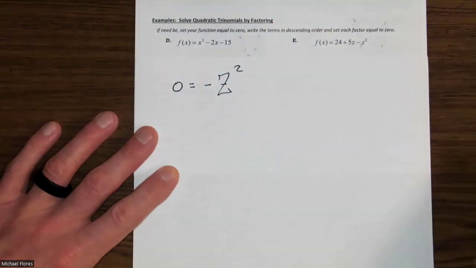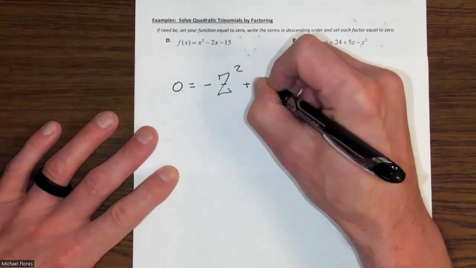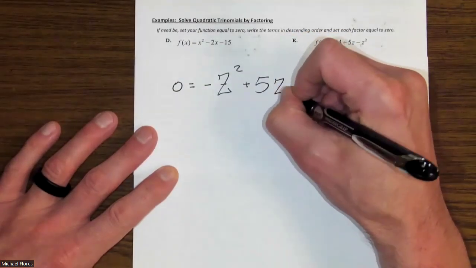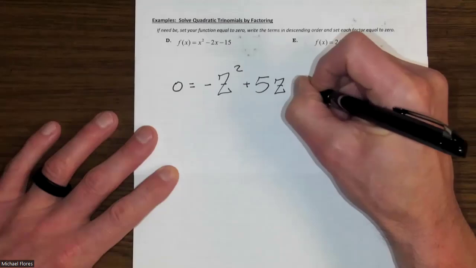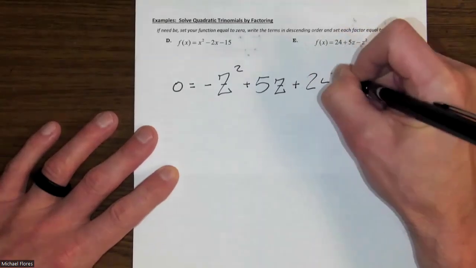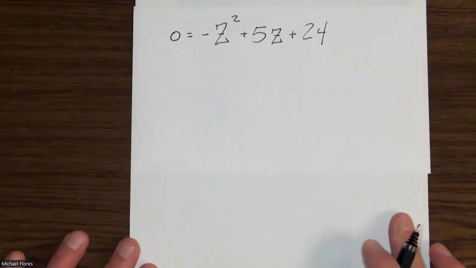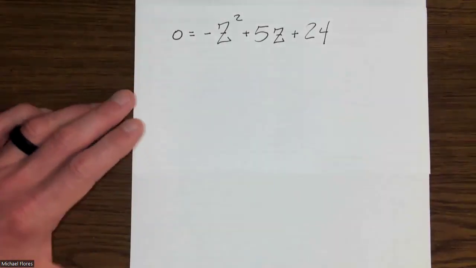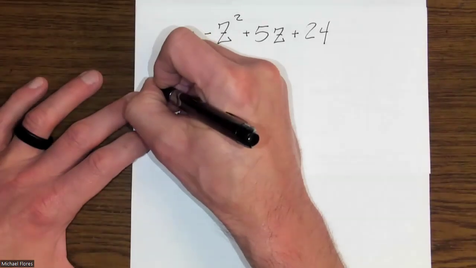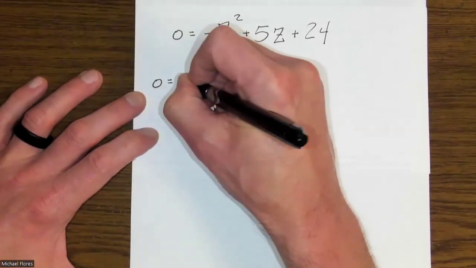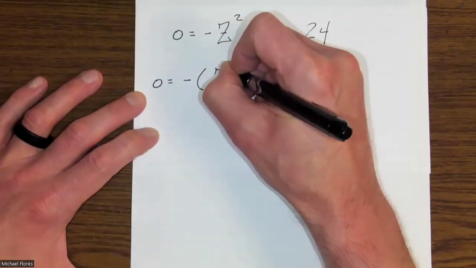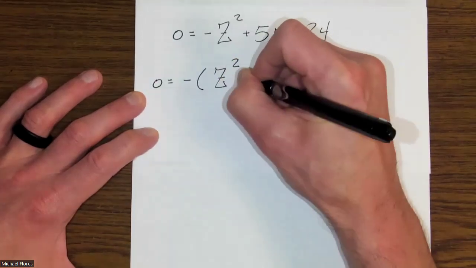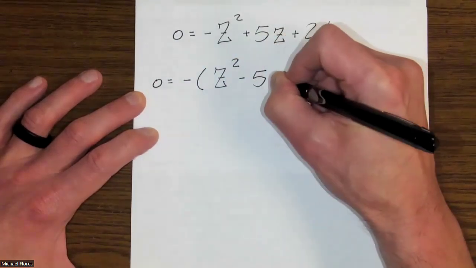Negative z squared plus 5z plus 24. There we go. That's the right order. And now that it's in the right order, we can tell, oh my goodness, the leading coefficient is negative. So we have to factor out that negative. And by factoring out the negative, it's going to flip all the signs.